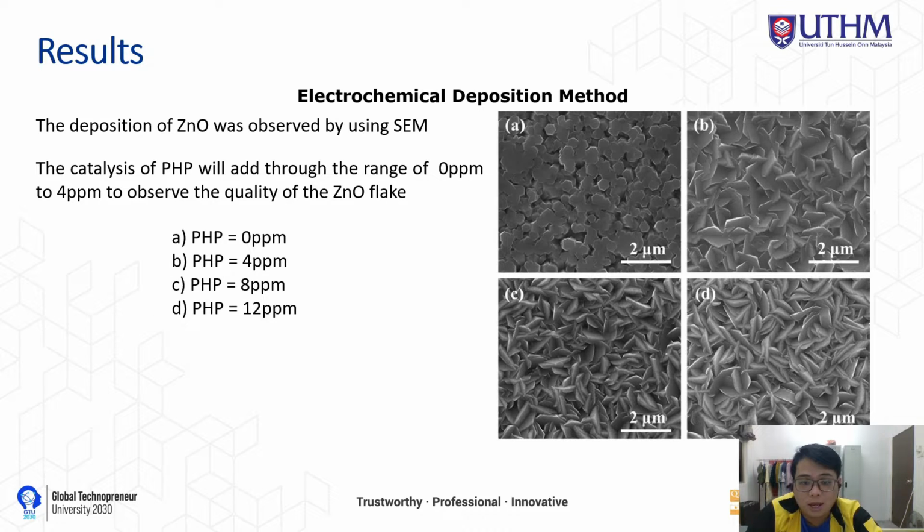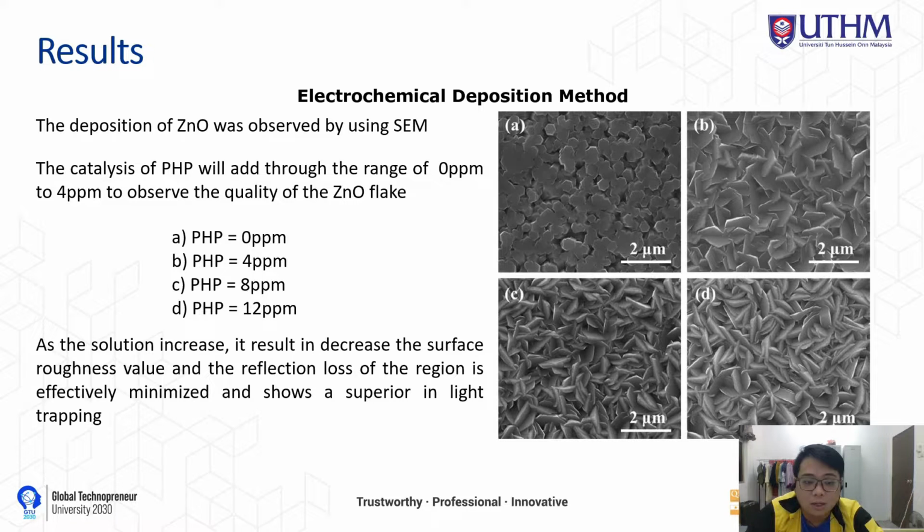Picture A only has 0 ppm PHP, picture B is 4 ppm, C is 8 ppm, and D is 12 ppm. So we can see that when the catalyst PHP increases, the zinc oxide flake will also increase. This result will decrease the surface roughness, and at the same time the reflection loss of the region will be effectively minimized, showing a superior light trapping of this zinc oxide.